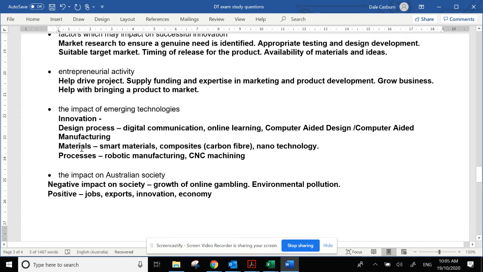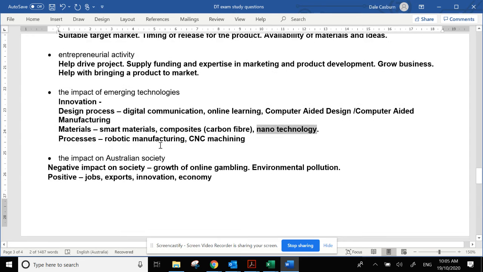And then some of the stuff that we might use, like materials, so smart materials. You might want to do some more research on these. Composites like carbon fibre has had a lot of impact. Think about push bikes. Frames used to be steel, then aluminium, then carbon fibre. Nanotechnology is a big, interesting one. You can watch a few YouTubes on nanotechnology and really the changes that that's going to make coming into the future. And some of your processes, things like robotic manufacturing, CNC machining, and so on, how they've impacted innovation.